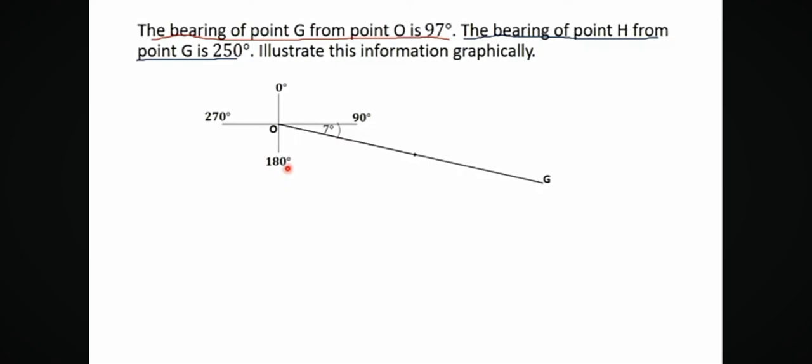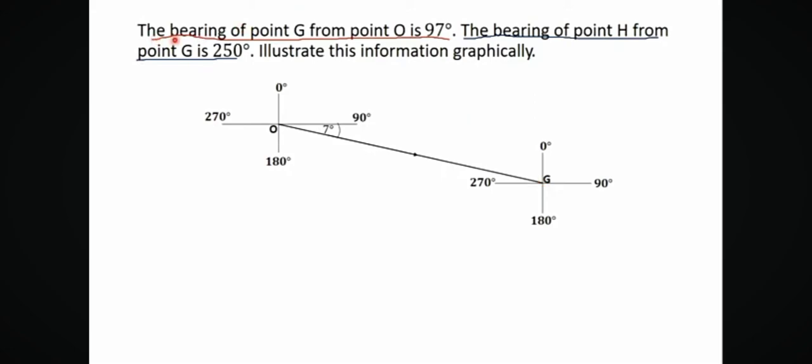The bearing of point H from point G is 250 degrees. So it means that our starting point is point G, the point G that we have indicated here. So we draw this diagram here on point G. We draw the horizontal line and the vertical line, and we indicate the angles here on point G because we are going to take the bearing from point G. I hope that is clear.